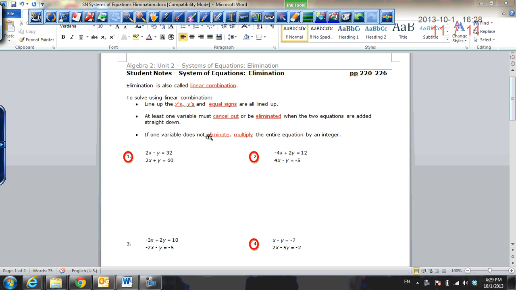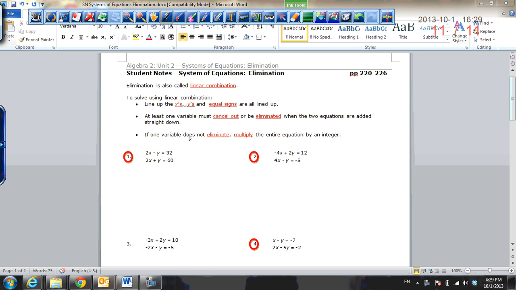And there's a couple other ways too to do it. But today is elimination. It's also called a linear combination. That's because we're combining the two lines. It's basically a big addition problem. So if you remember back to like second grade when you're adding two things like top and bottom, that's basically what we're doing. First step is to line all the x's, all the y's, and all the equal signs up.